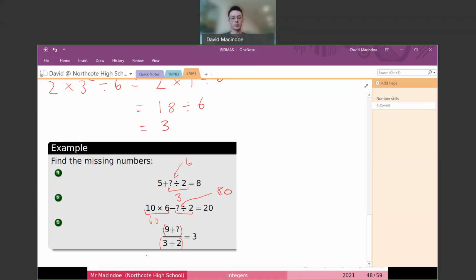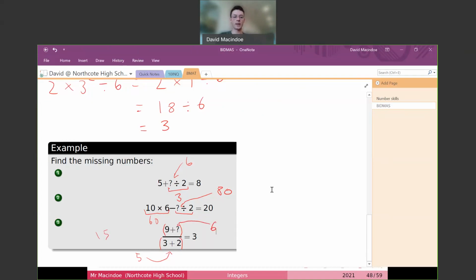So 3 plus 2 is 5. I know that this is going to be 5. Now 9 plus something, when I divide it by 5, I get 3. So the thing that I need up here, that whole thing has to be 15, doesn't it? Because 15 divided by 5 gives me 3. And the thing I need to add to 9 to make 15 would be 6. There we go. There is our answer.